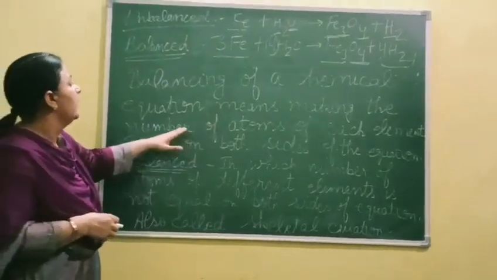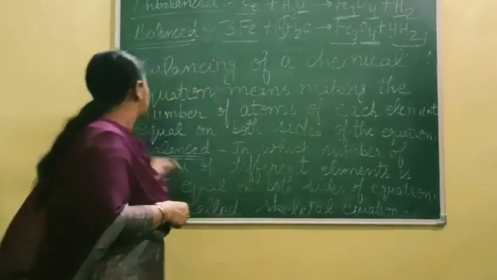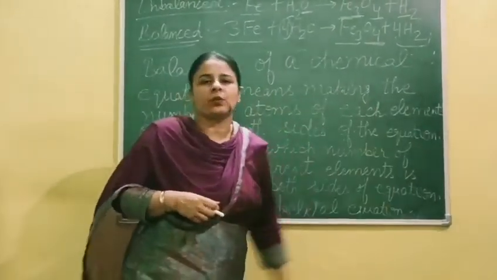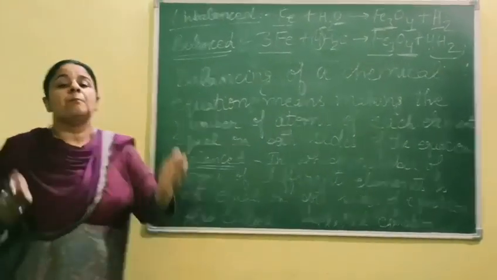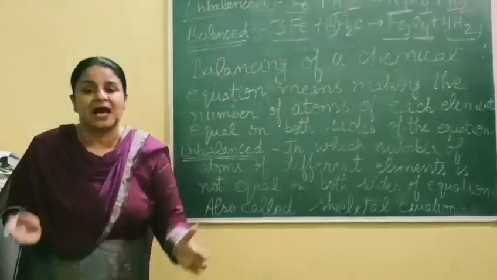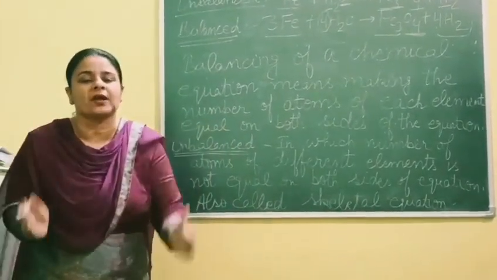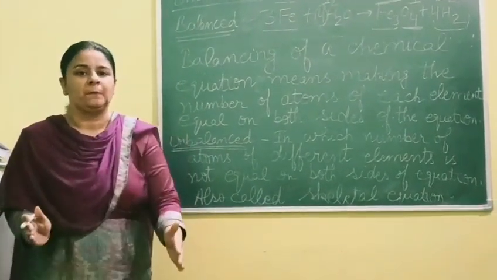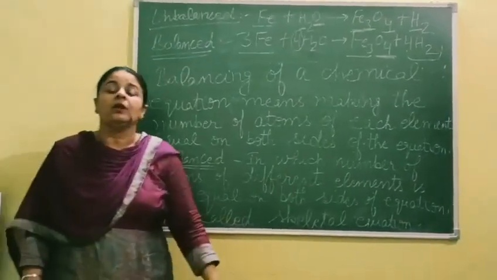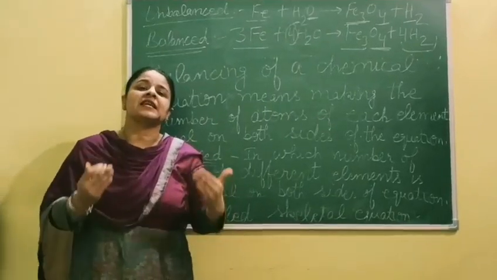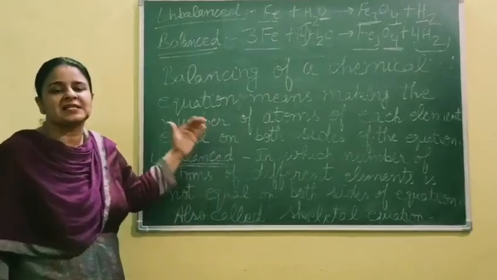Here I have written it means making the number of atoms of each element equal on both sides of the equation. Because law of conservation of mass states that balancing of equation is must. The total number of atoms on each side, on reactant side and product side must be equal. So अब ये जो है ये unbalanced से balance बनाई मैंने reaction. तो ये reaction balancing कैसे करते हैं तो ये अब हम सीखेंगे. How to balance a chemical reaction.